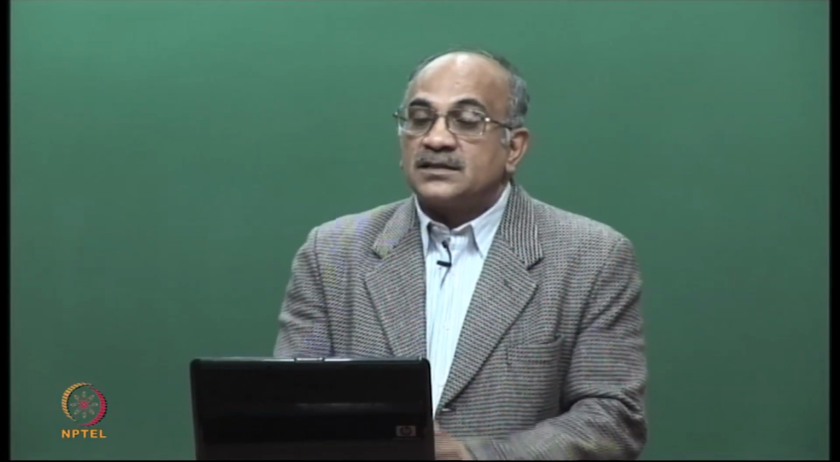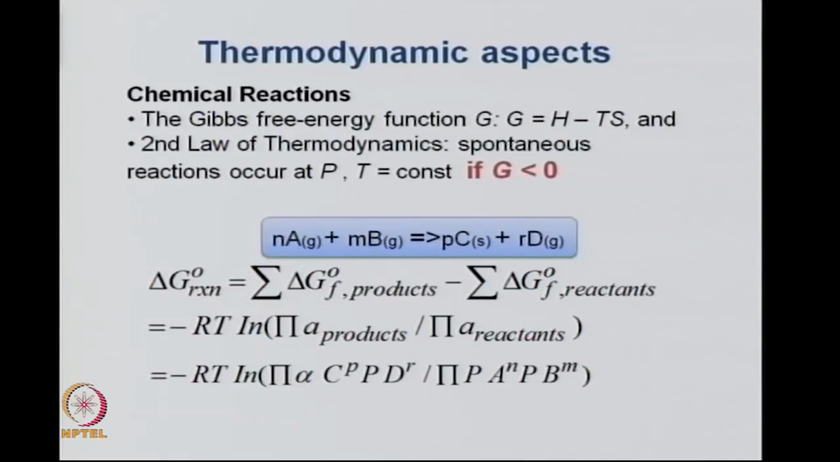Then we also have to consider the thermodynamic aspects. So, if some chemical reactions are going on, we have to incorporate the Gibbs free energy function, which is G, and G is a function of enthalpy and entropy, which is S, and the relation between free energy, enthalpy and entropy is given here, where T is the temperature. By the second law of thermodynamics, a spontaneous reaction will occur at a pressure P and a temperature T kept constant if the free energy is less than 0.